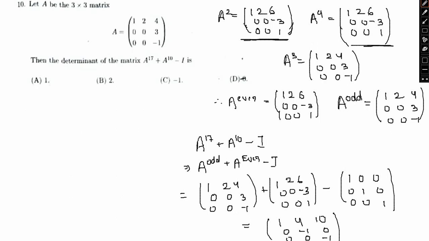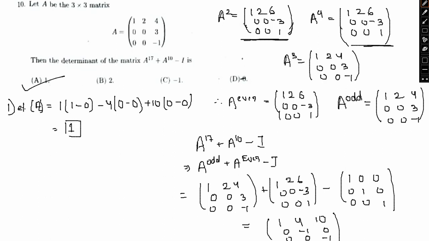So therefore we need to find the determinant. So the determinant of the same is 1 into (minus 0 minus 0), plus 4 into (0 minus 0), plus 10 into (0 minus 0). So both terms will be 0, so the determinant will be 1. So option A is the correct answer.